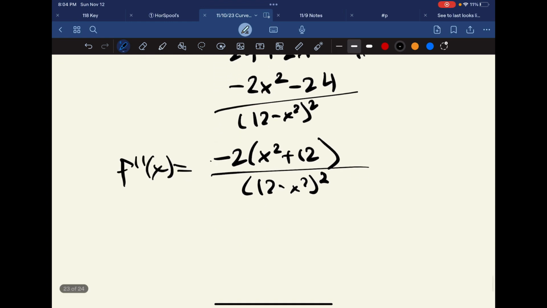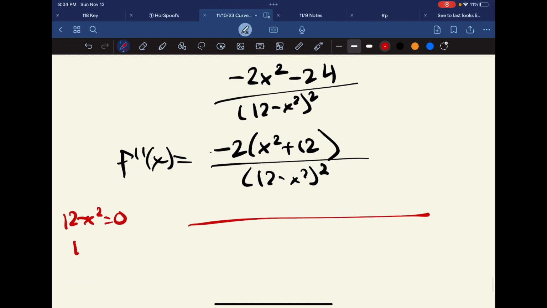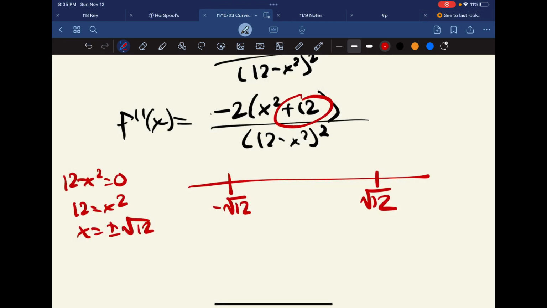So now we got to make a sign chart of this. So, what makes this on the bottom 0? 12 minus x squared equals 0. 12 equals x squared, so x equals plus or minus square root 12. So we know we got negative square root 12, and we got square root 12. What makes this negative? Well, this can never be negative, right? Because we're looking at a positive 12 here, and anything that gets squared is going to be positive. So this can never be equal to 0. So these are going to be the only two critical points that we are going to be dealing with.